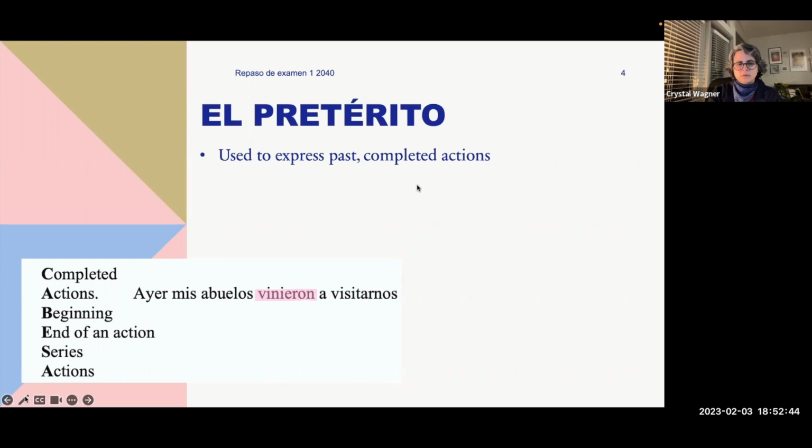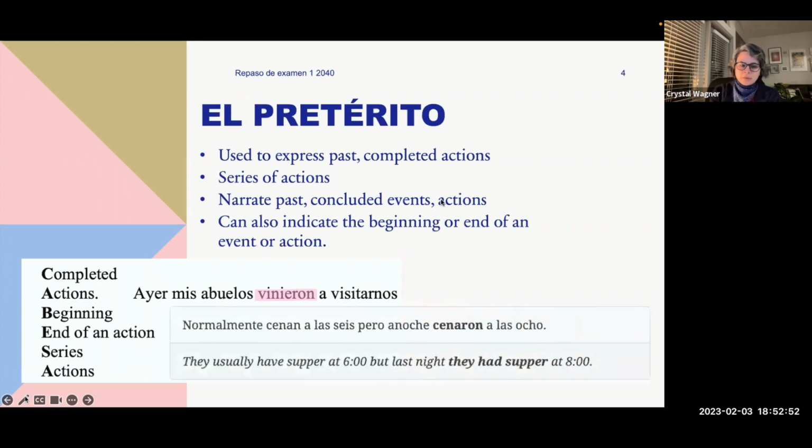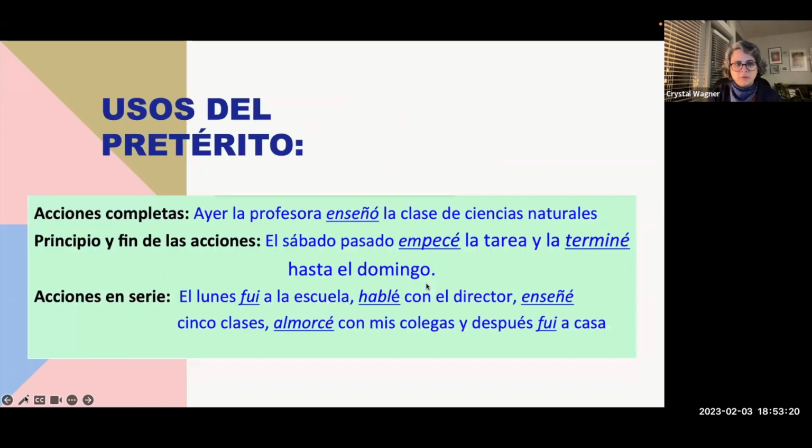So again, it's used for past completed actions, the series, and to narrate these past events, right? We have another example here. Normalmente, normally, or usually, cenan a las 6, pero anoche cenaron a las 8. So notice that there are some times here. It's kind of giving you some markers that this happened in this finite amount of time, right? They ate dinner or they had supper at 8 o'clock. This is an event that happened. It concluded. So again, we would use the preterite, el pretérito.